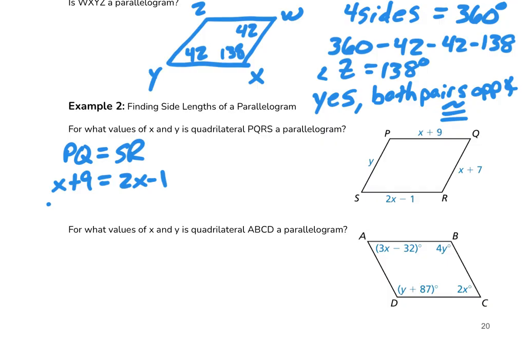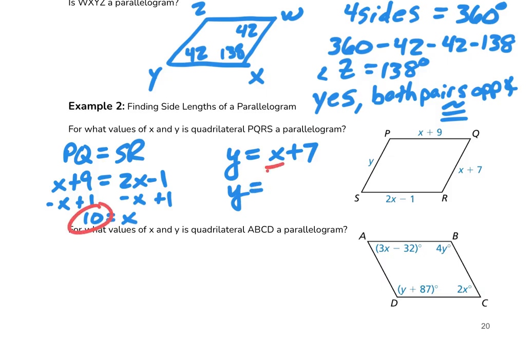As we solve for x here, we're going to subtract x, we're going to add 1, and we get 10 is x. And then using that piece of information, we also know that the other two sides have to be congruent. So we know that y has to equal x plus 7. And so we're going to plug this number right here in for x. And y would have to be 17.